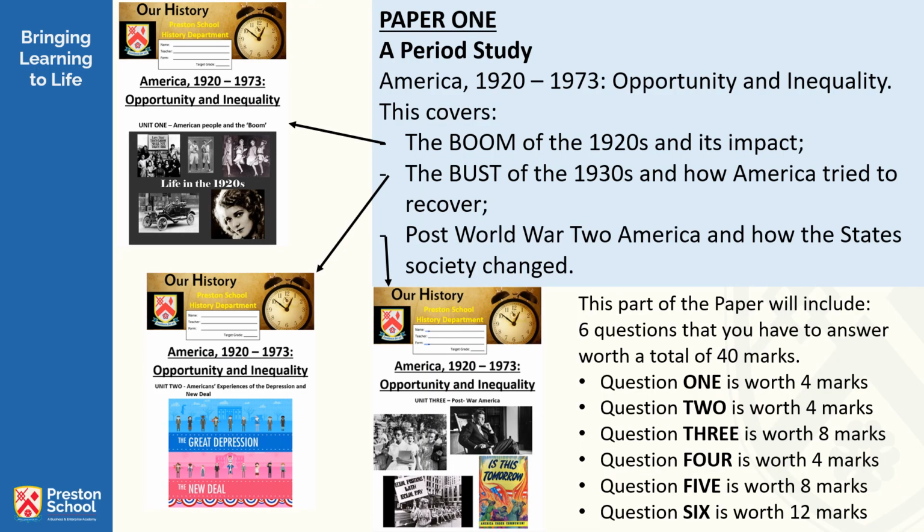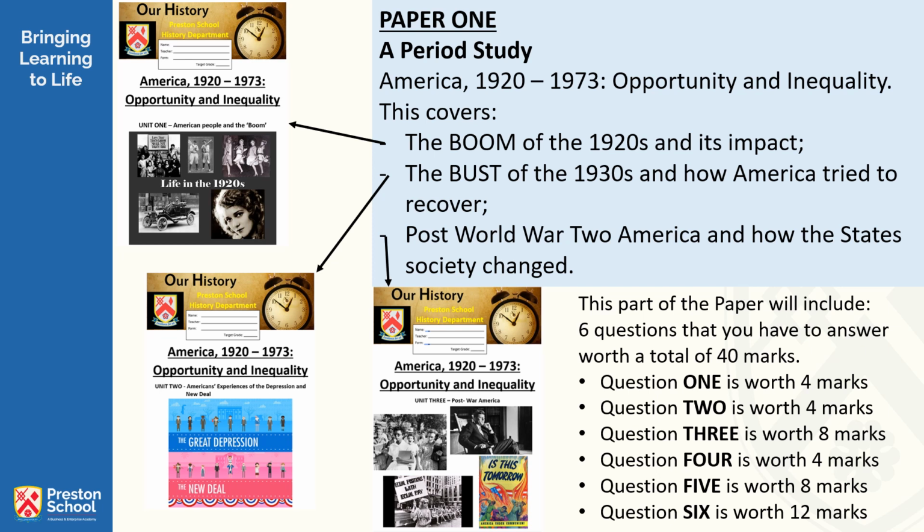The period study, which focuses on America 1920 to 1973, is broken down into three subsections. The first section looks at the boom of the 1920s and its impact. So this is looking at the rise of the American economy and why it became such a wealthy country in the 1920s, as well as the positive and negative impacts this had on society.